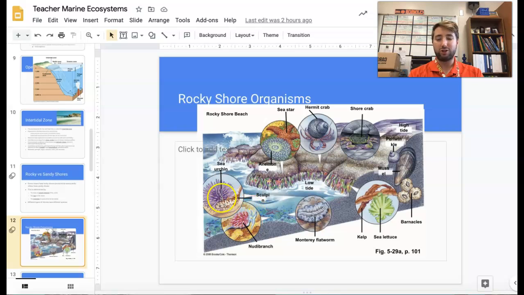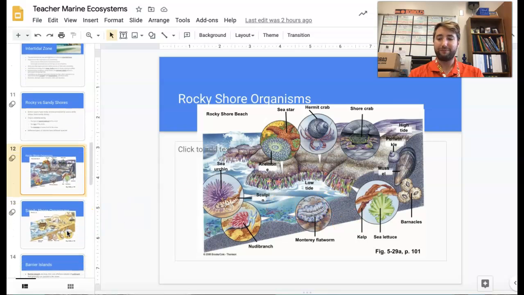We talked about sea urchins before. They have the spines, but they have the fleshy interior that sea otters like to eat. We've got kelp, which is a type of algae. And then we've got sea lettuce, which is just a photosynthetic plant.